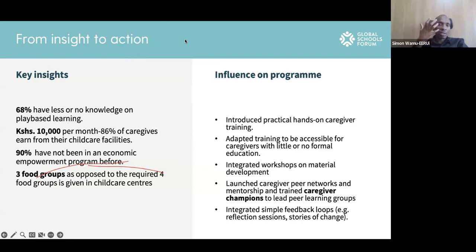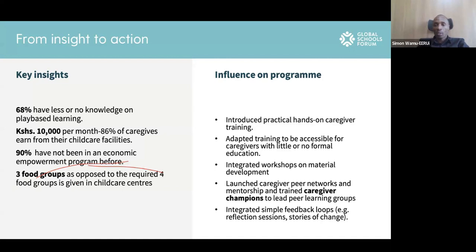So how did these insights and the entire process influence our program? Of course, the main reason we wanted to gather this information was to co-create or co-design a solution for them. And therefore, we deliberately used the data received from the process to make some adjustments to the program. For example, we introduced practical hands-on caregiving training, which was not there before, because initially we used to do a lot of training without employing practical and hands-on training.